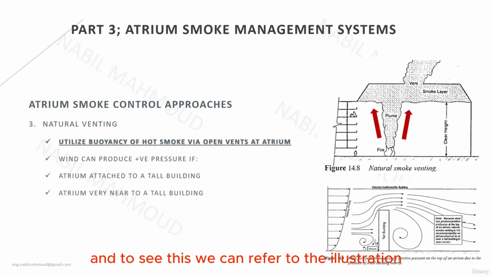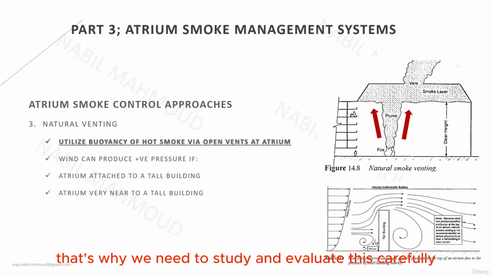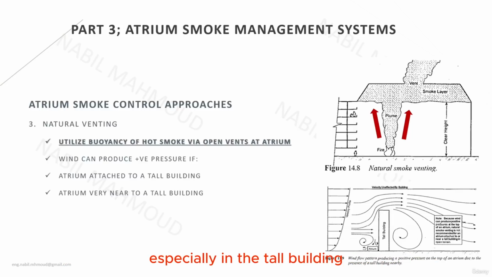To see this, we can refer to the illustration on the bottom right side of the screen. We can see that if wind is blowing on this simple tall building, then the wind will create vortices and circulations that will in turn create a pressure drop downwind of the flow of the wind, which means that in the direction that is not subject to the flow of the wind, which is the direction on the right side, we will have a pressure drop due to the vortices of the wind blowing onto the building. That's why we need to study and evaluate this carefully, especially with a tall building or in the presence of a tall building.